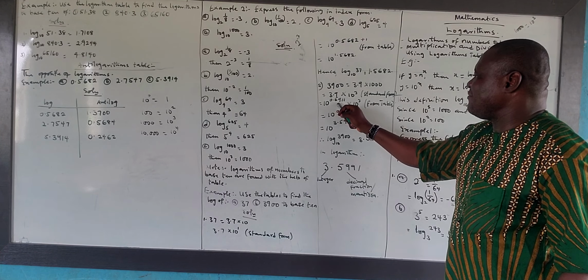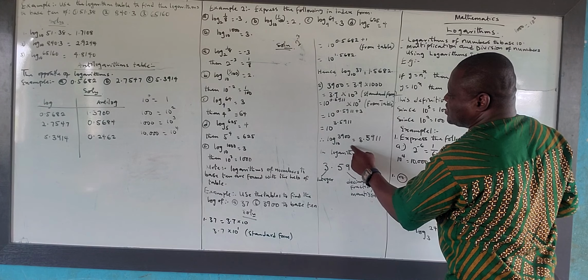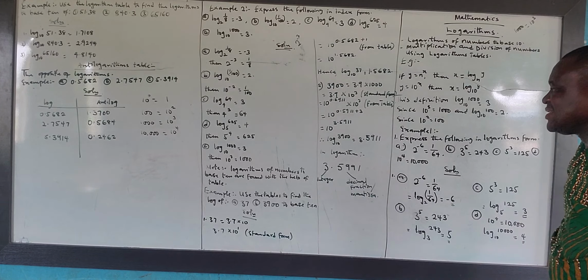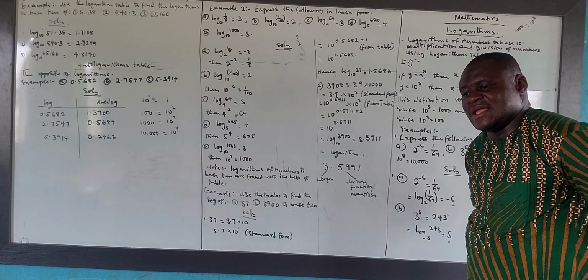Is it clear? Now, remember, because of the difference here, the standard form here, that's why we had it here. Do you get it now? Because of the difference here too, that's why we have 3, so we add 3 to this. So this is what is given. Therefore, we can say that in logarithm, log 3900 will give us 3.5911.